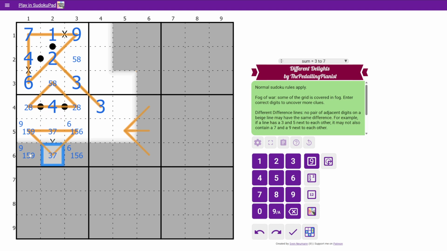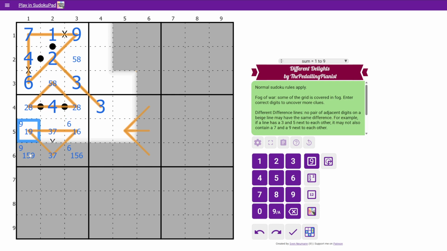So one of these will be a 3. And one will be a 7. So this cannot be 5. This cannot be 5. If this was 6, it would be a difference of 3, a difference of 1. Oh.